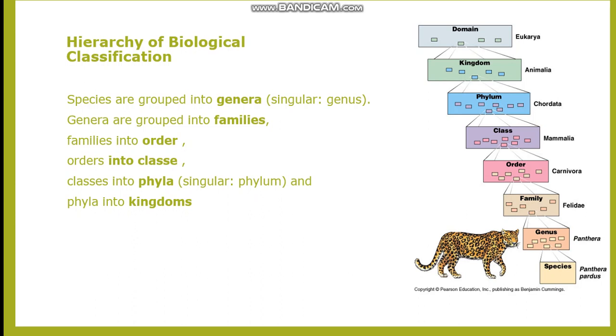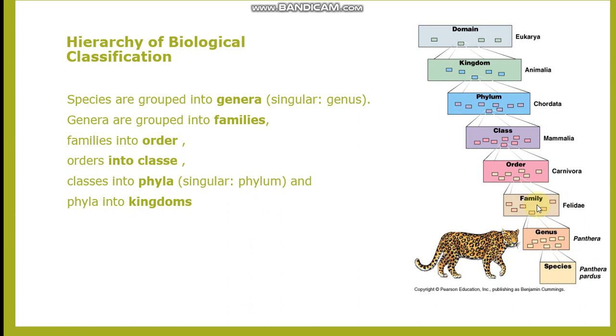Here we will discuss an example of the hierarchy of biological classification. This is the species of lion called Panthera leo, and these species are grouped together into a larger category called genus, named Panthera. And various genera like this are grouped into a larger category called family, like Felidae.